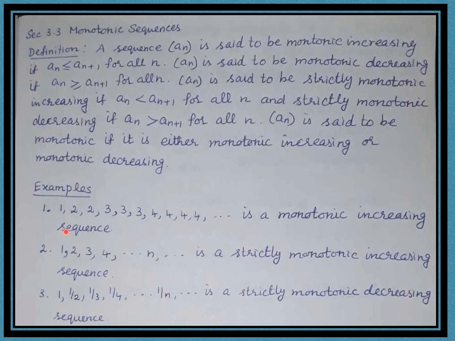For that, let us see the next example: 1, 2, 3, 4, etc. Here 1 is less than 2, less than 3, less than 4, and so on. Therefore, it is strictly monotonic increasing. For a sequence to be monotonic, it is enough that it is either monotonic increasing or monotonic decreasing, right? In the previous definition, a bounded sequence is a sequence that is both bounded above and bounded below.